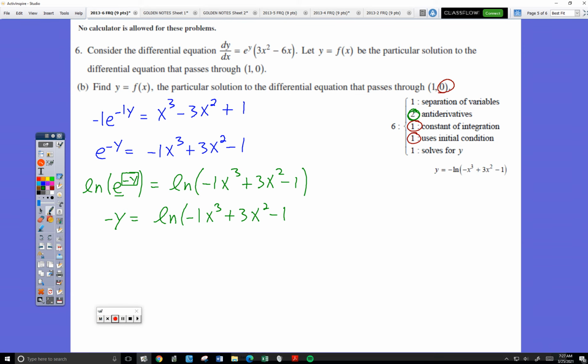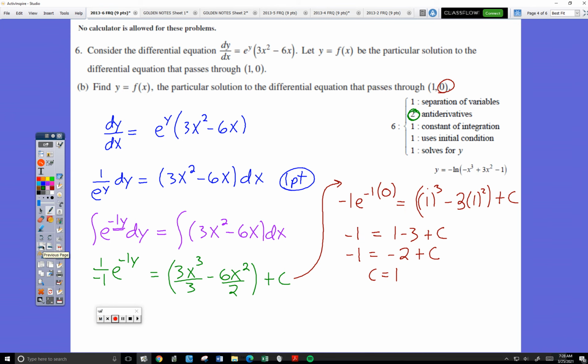Our final answer is going to be y equals negative 1 multiplied by the natural log of negative 1 x cubed plus 3x squared, subtract 1. That would give us the last point. 6 total points. That's why SASE is a valuable thing to learn.